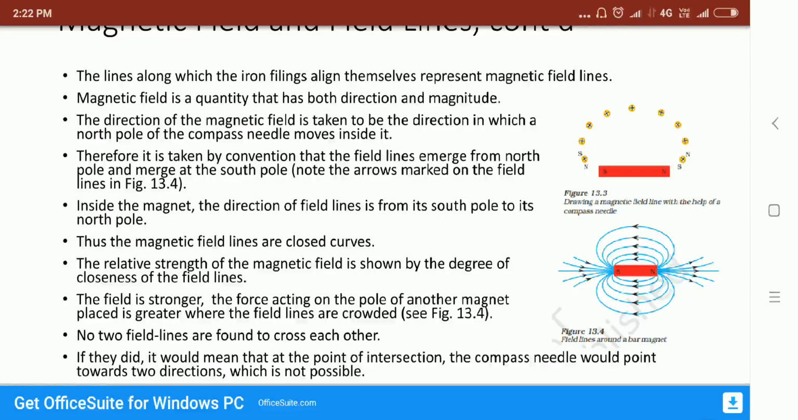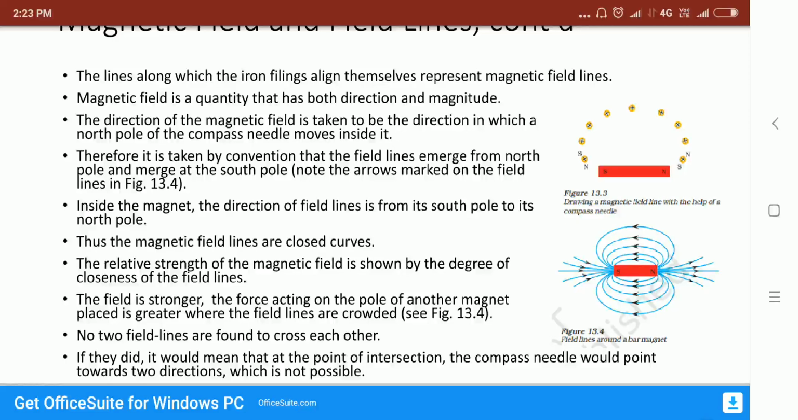And inside that magnetic field lines are moving from south to north. So at the outer side we have magnetic field lines from north to south, and inside of the magnet it is from south to north. So it completes that particular line, and that's why magnetic field lines can be seen in a closed loop, in a closed curved path.